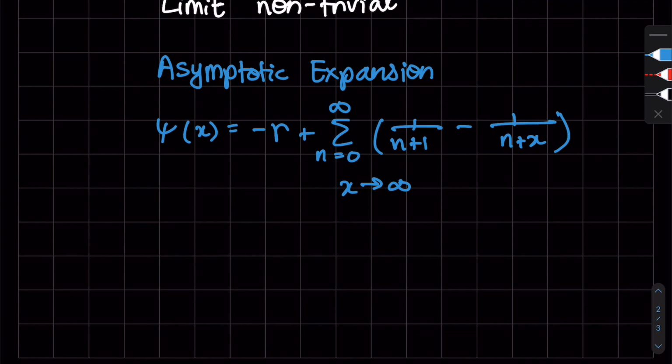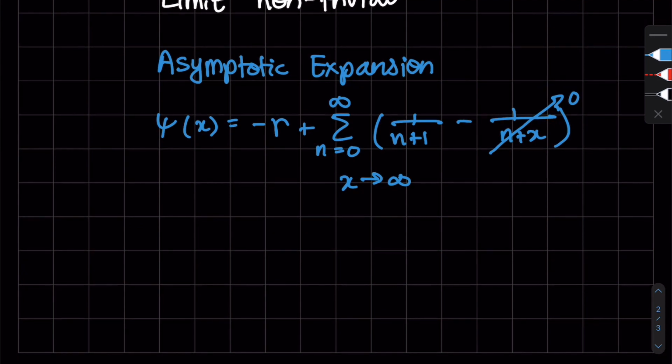So this term essentially goes to 0 as x gets larger, because x is going to dominate over the n for a finite n. We can ignore this term, and what remains is the sum from n equals 0 to infinity of 1 over n plus 1, and minus the Euler-Mascheroni constant. So this is just the harmonic series, right?